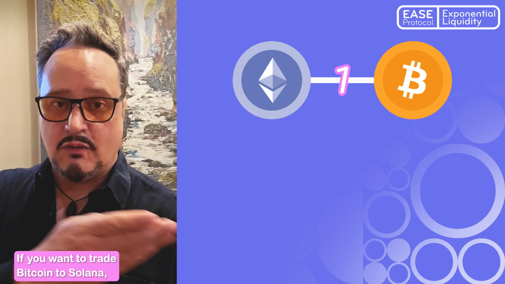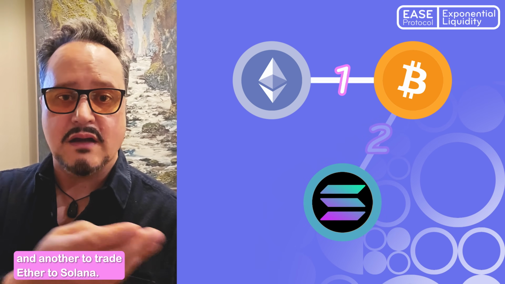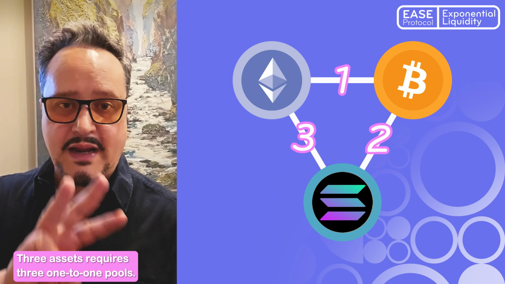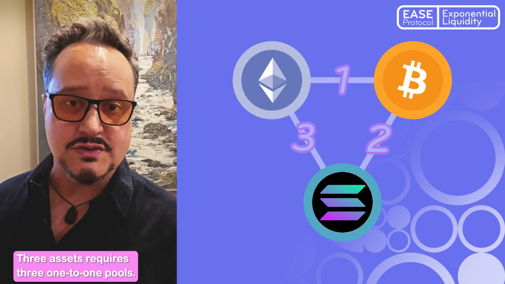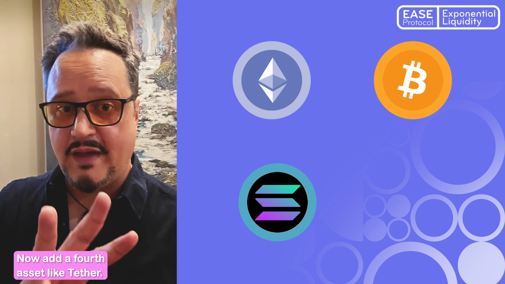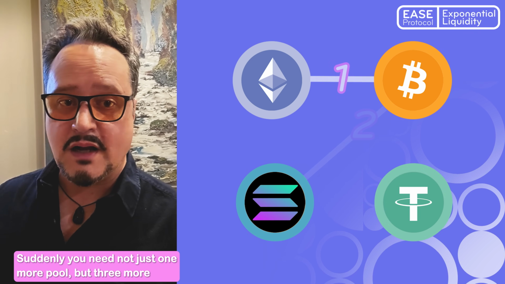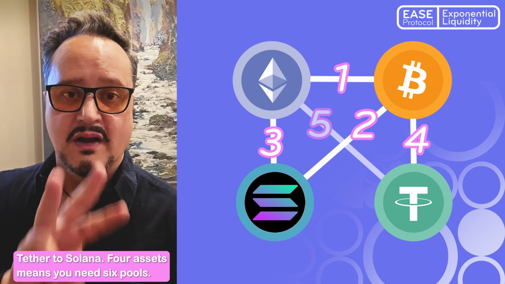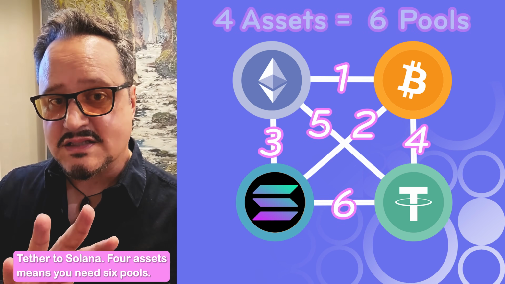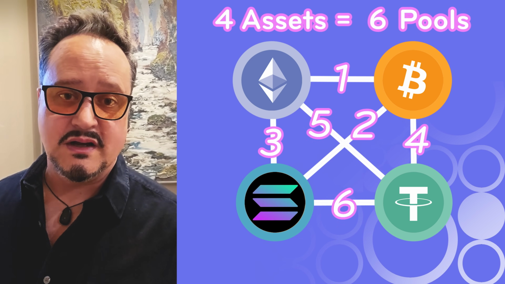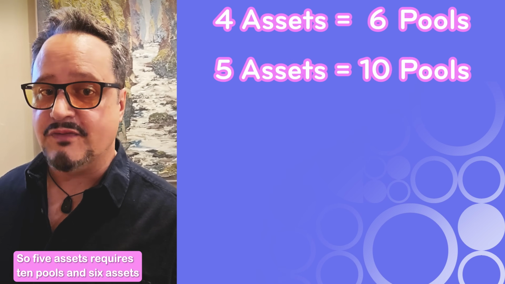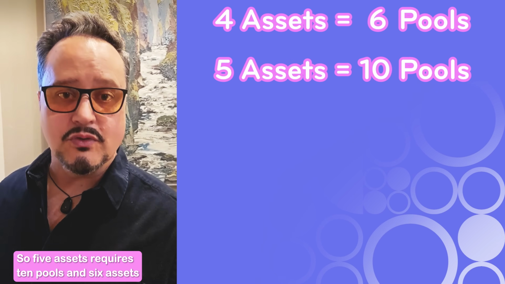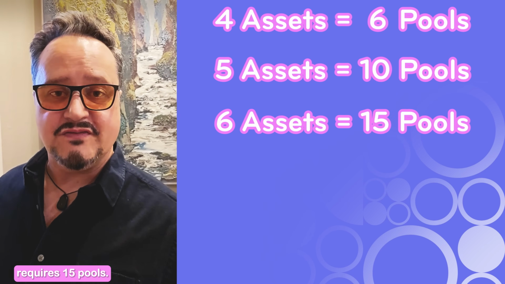If you want to trade Bitcoin to Solana, you need a separate pool and another to trade Ether to Solana. 3 assets requires 3 one-to-one pools. Now, add a fourth asset like Tether, and suddenly you need not just one more pool, but 3 more. Tether to Bitcoin, Tether to Ether, Tether to Solana. 4 assets means you need 6 pools. And this grows exponentially. So 5 assets requires 10 pools and 6 assets requires 15 pools.